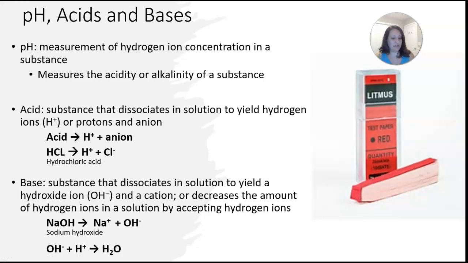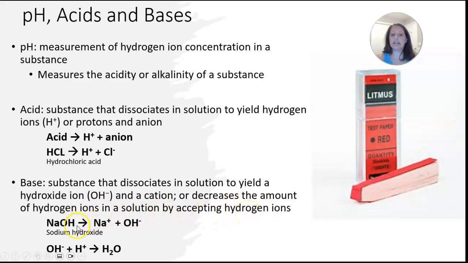A base, on the other hand, is going to do just the opposite. So it is going to dissociate in solution to yield a hydroxide ion, which is an OH negative, and yep, here it is right here, OH negative, as well as a cation. Okay, so what this is going to do is increase the concentration of hydroxide ions in solution. Or we could say that a base will decrease the amount of hydrogen ions in a solution, and they do that by accepting hydrogen ions.